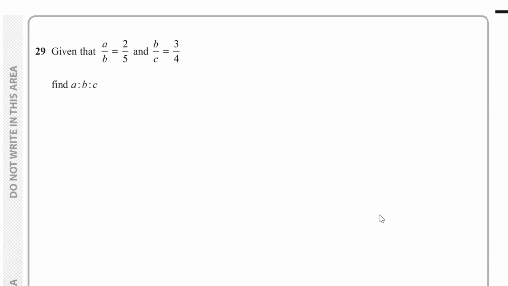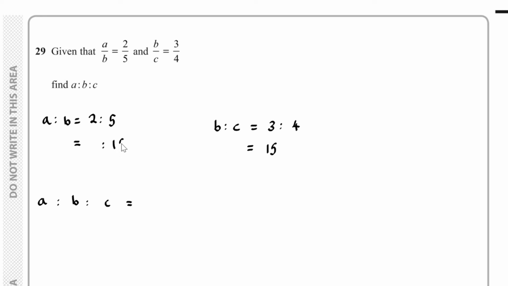For question 29, we've got a over b, which is equal to 2 over 5, and we've got b over c, which is equal to 3 over 4, and we have to find the ratio a to b to c. Well, you can straight away spot over here the ratio a to b is 2 to 5, and you can gather that from this over here. And we've also got b to c, which is equal to 3 to 4, and we want to find the ratio a to b to c, and for that we need to make the number of b's the same. So if you look at this 5 here and this 3 over here, the number that goes into both of them is 15. So we've got 15 here and 15 here.